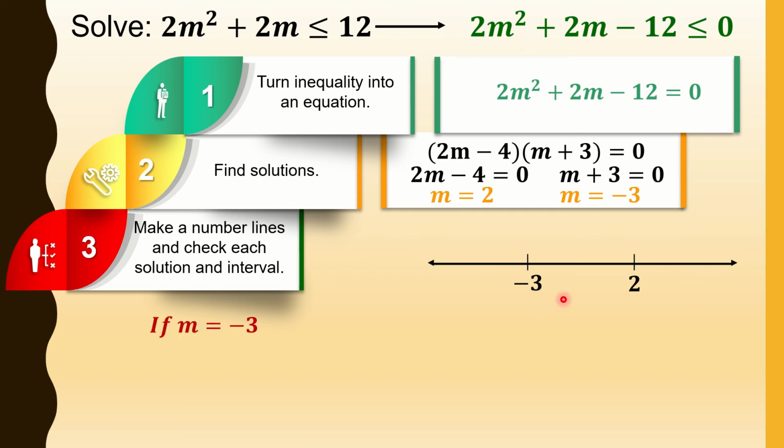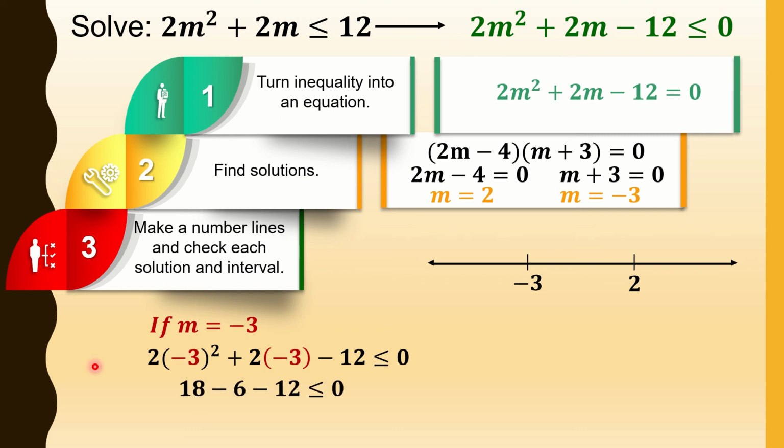inequality. So if our m is equal to negative 3, then I have 2 times the square of negative 3 plus 2 times negative 3 minus 12 is less than or equal to 0. Again, I'll simply substitute the values of m that we obtained into our quadratic inequality. Simplifying this one, I have 18 minus 6 minus 12 should be less than or equal to 0. And that is equal to 0, meaning it is true. Therefore, negative 3 is included. So, I'll be using a closed circle here.